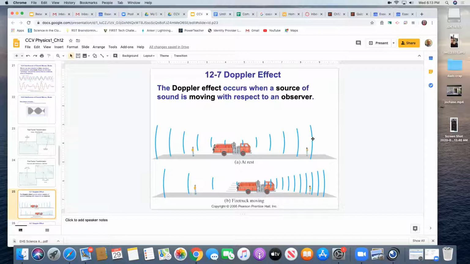And essentially, the idea is that if the source is moving and it's creating these oscillations, the next time the next oscillation gets made, it's sort of chasing the sound waves it's producing. And that means that the observer is going to hear the waves closer together, which is going to correspond to a higher pitch, and vice versa. Observers who are on the back end of this will hear a lower frequency.